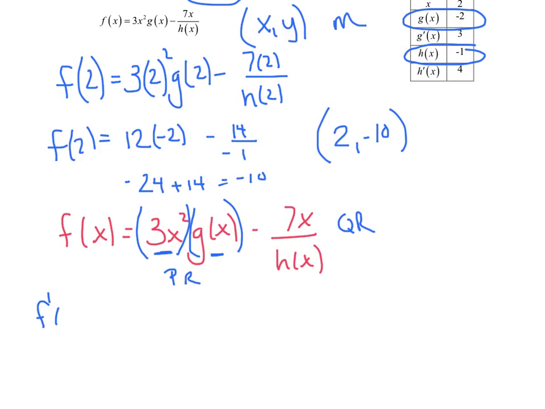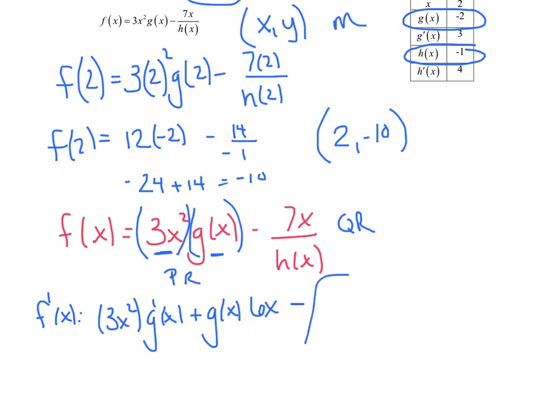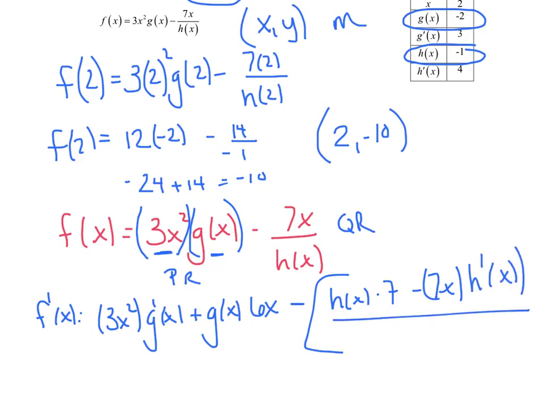All right, so f prime of x is going to go first, derivative of the second, plus second, derivative of the first, minus, I'm going to use brackets for my quotient rule, low d high, h of x times 7, minus high d low, all over the low squared.